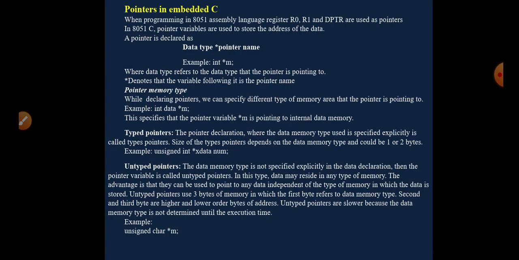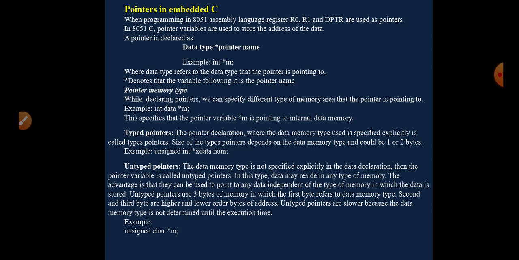Next you have pointers in C. When programming in 8051 assembly language, registers R0, R1 and DPTR are used as pointers. We already said that R0 and R1 are used as memory pointers to hold any address of the internal data memory. And DPTR is a 16-bit register available to the programmer to access data from the external data memory. DPTR holds the address of the external data memory, whereas R0 and R1 hold the address of the internal data memory.